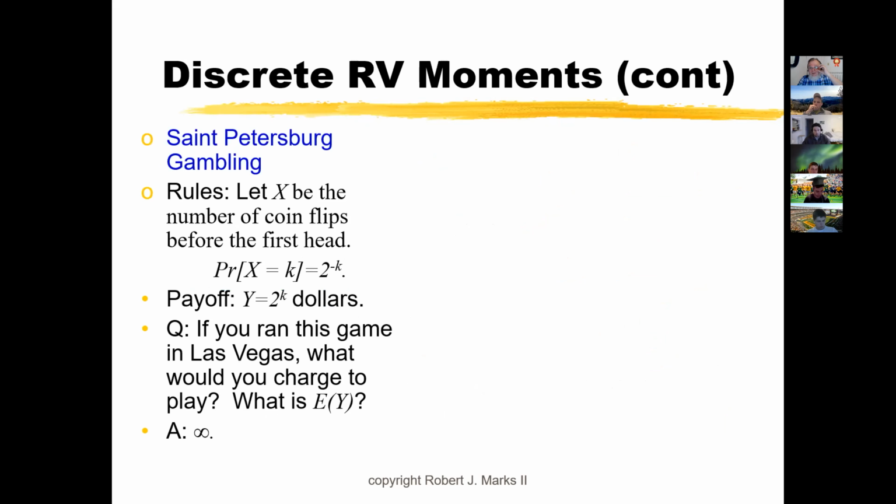Let me show you also. I like to point out this very interesting case. Okay, interesting cases. And this is a discrete random variable referred to as the St. Petersburg. Okay, sometimes it's called the St. Petersburg paradox. So don't read any of this.